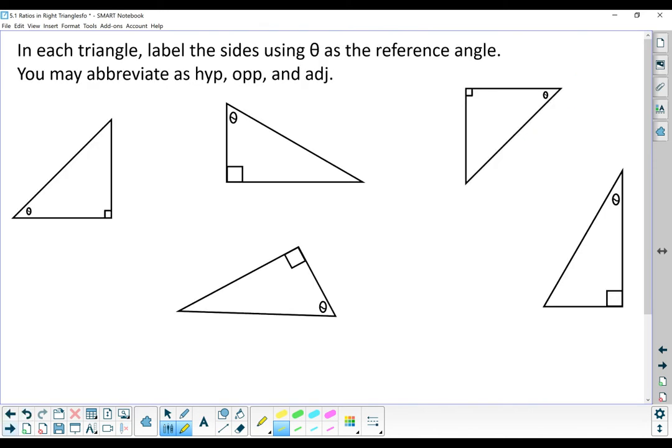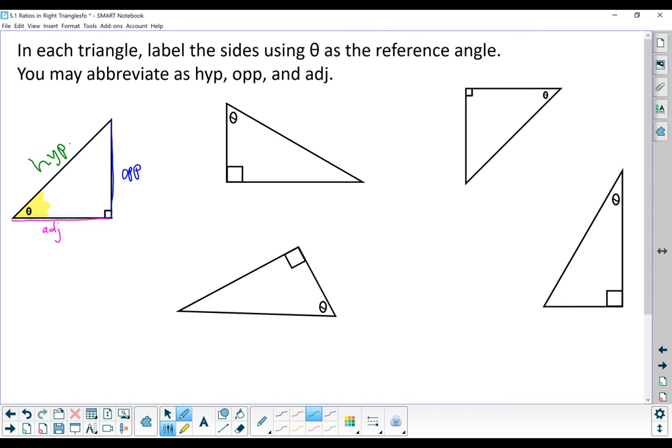So we're going to just practice labeling these. The reference angle position is very important. So remember to really think about where your reference angle is. So the leg that adjoins to the reference angle is called the adjacent side. The leg that is on the other side of the triangle from the reference angle is the opposite leg. And then the hypotenuse is across from the right angle.